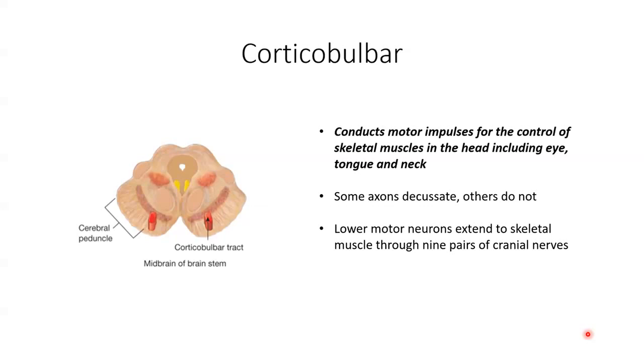The axons of the upper motor neurons of this pathway will terminate in the motor nuclei of 9 pairs of our cranial nerves in the brainstem. The lower motor neurons of these cranial nerves will then carry these nerve impulses that control precise voluntary movements of the eyes, the tongue, and the neck to allow things like chewing, facial expression, speech, and swallowing. So the corticospinal tracts control the movement of our trunk and our limbs. The corticobulbar tract or pathway controls movement of our head and our neck.